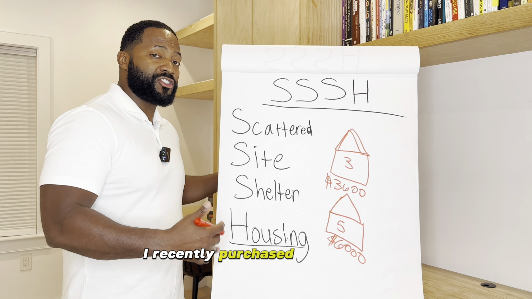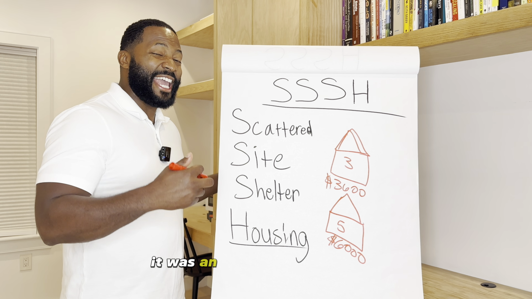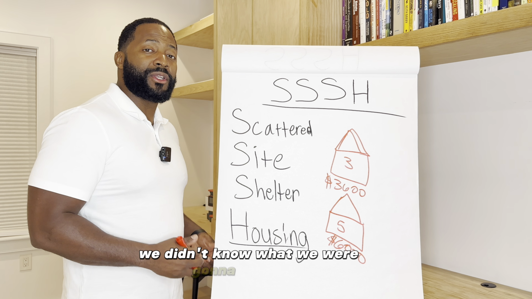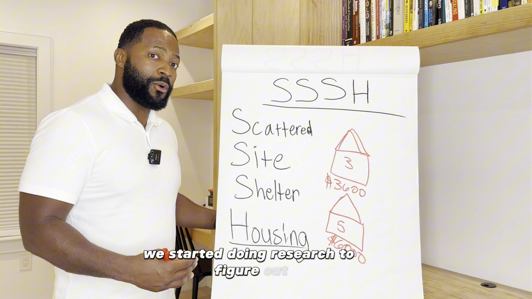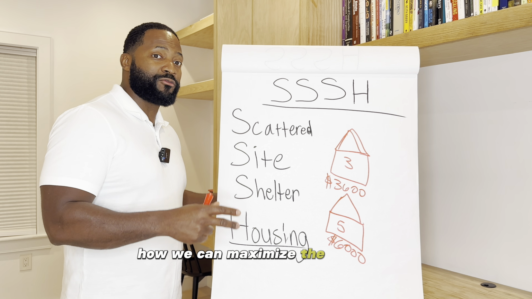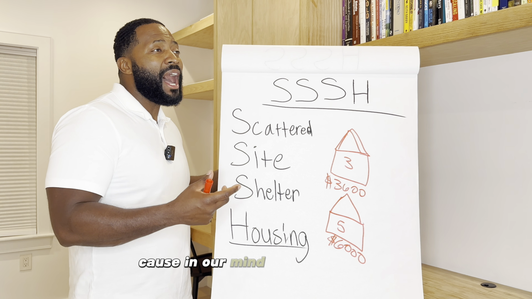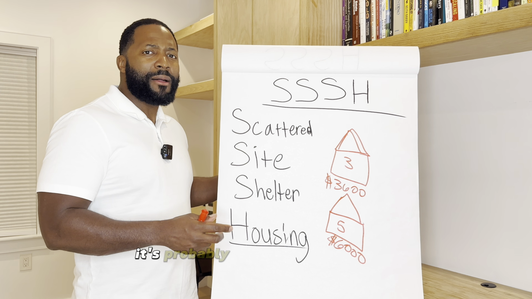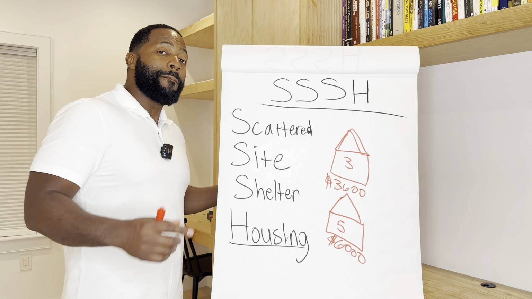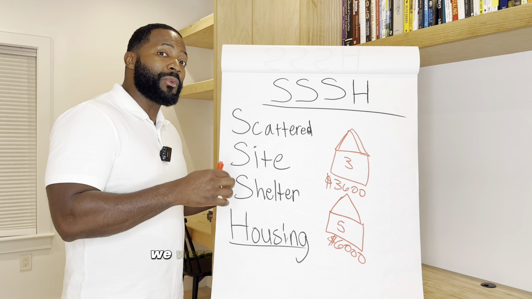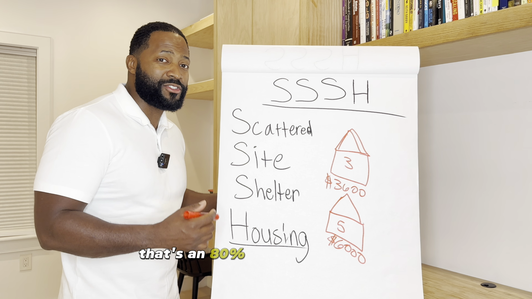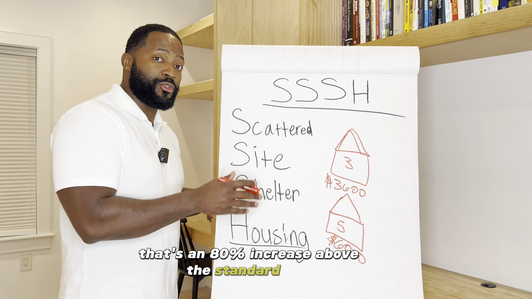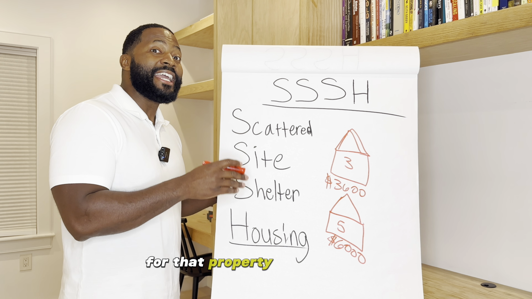I recently purchased a 2-family with a partner. It was an 18-bedroom house. We didn't know what we were gonna do with it, and this is what this was born out of. We started doing research to figure out how we can maximize the rents in that property, because in our mind, we were like, all right, maximum rents we'll get is probably gonna be about $10,000. But by finding this model, we were able to lease that property for $18,000 a month. That's an 80% increase above the standard rent for that property in the area.